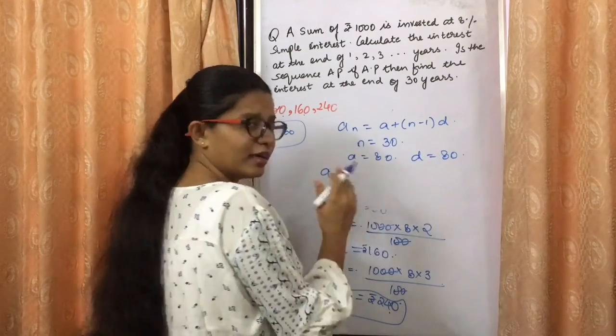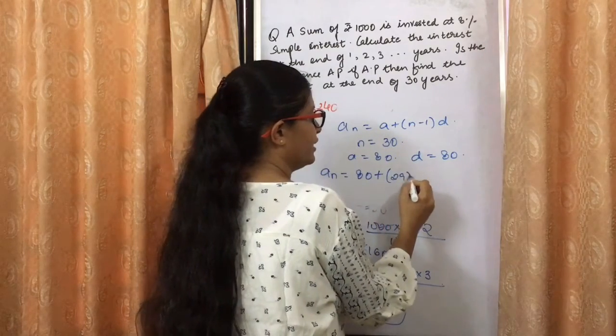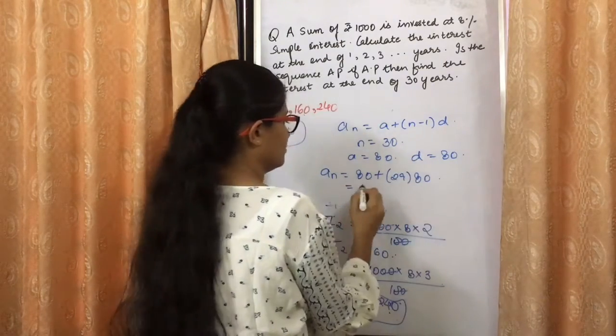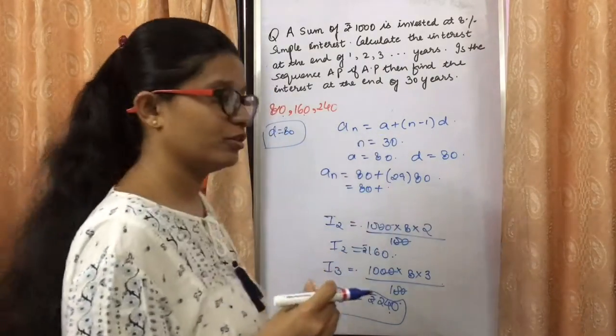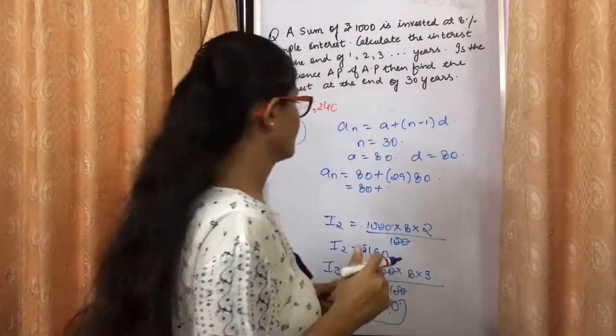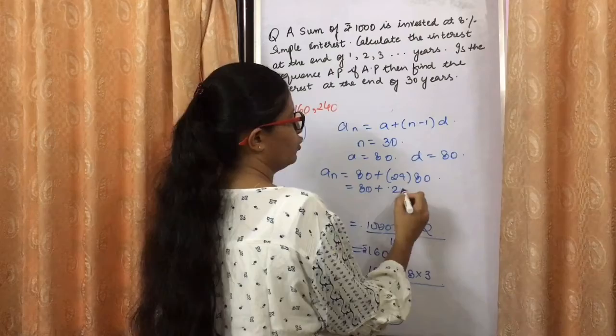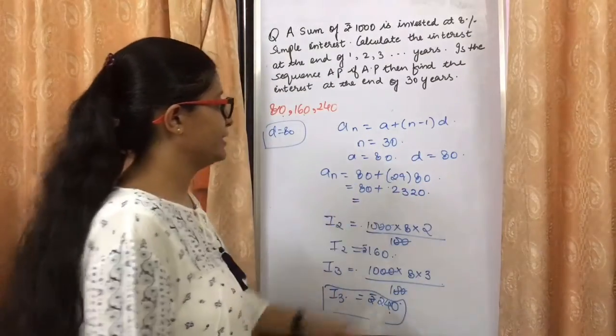Which is what we have been doing so far. It's very simple: 80 plus 29 into 80. 29 into 80 will give you 2320. And 2320 plus 80 will give you how much?